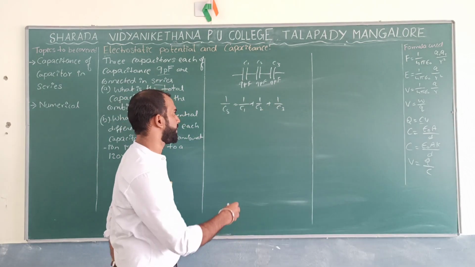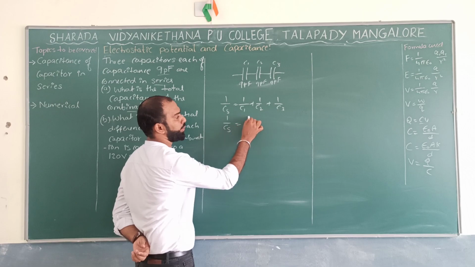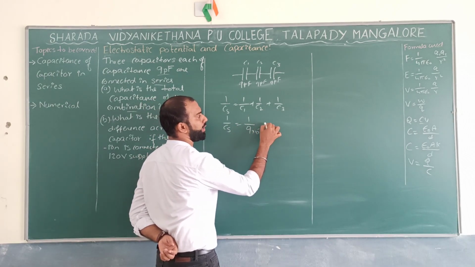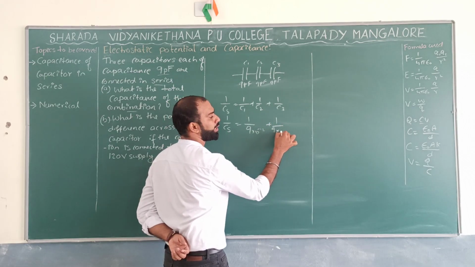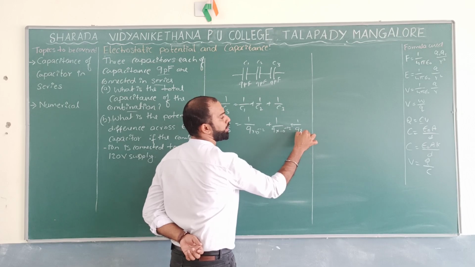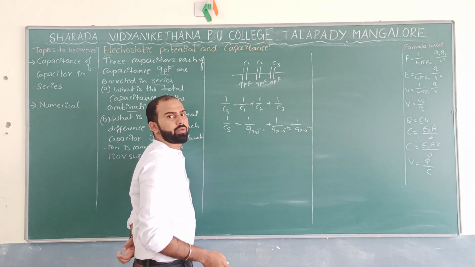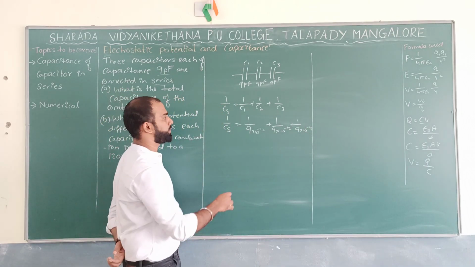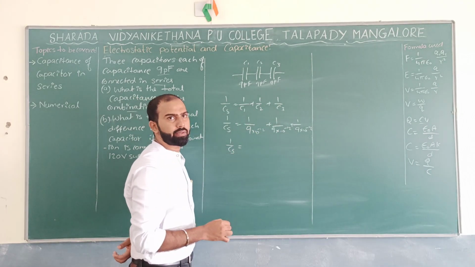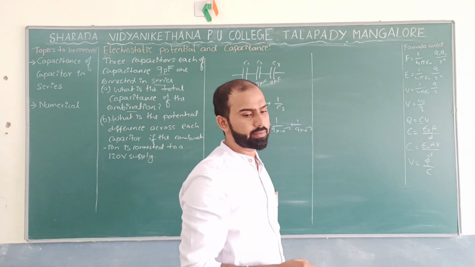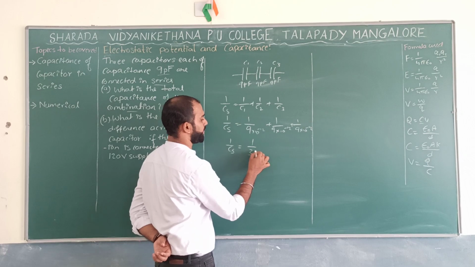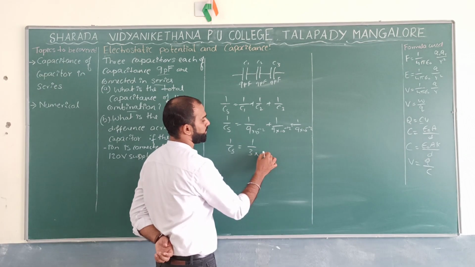Substitute and get the answer. That is 1 by Cs is equal to 1 by 9 into 10 to the power minus 12 plus 1 by 9 into 10 to the power minus 12 plus 1 by 9 into 10 to the power minus 12. If I do so, what is the answer I can expect? What is the combination value? 1 by Cs is equal to what can I get? That is equal to 1 by 3 into 10 to the power.